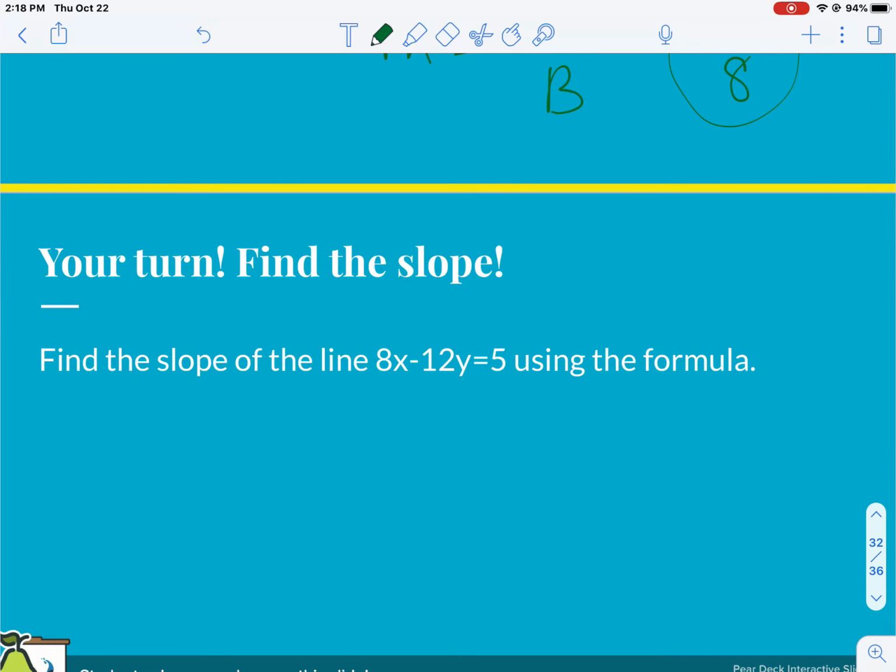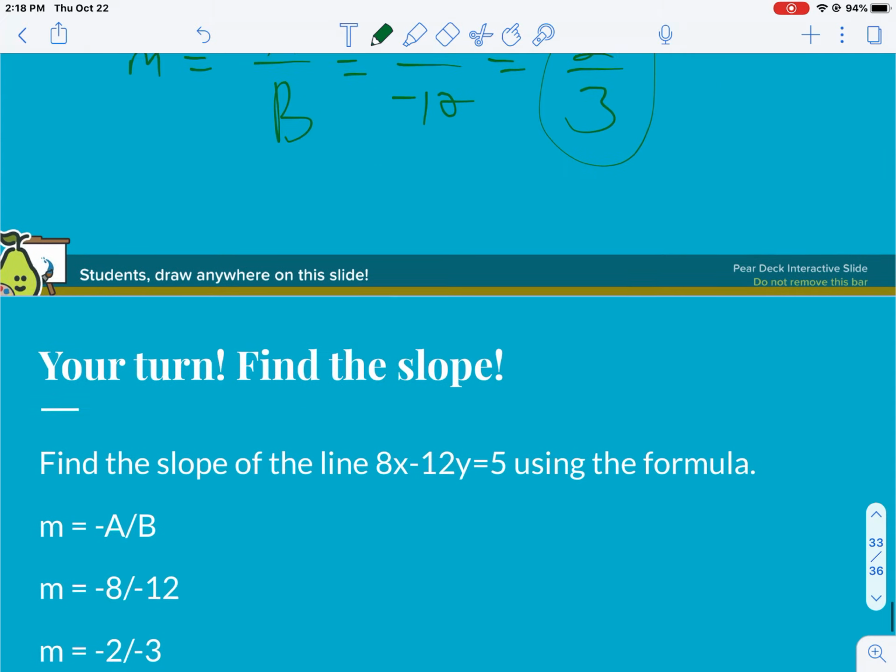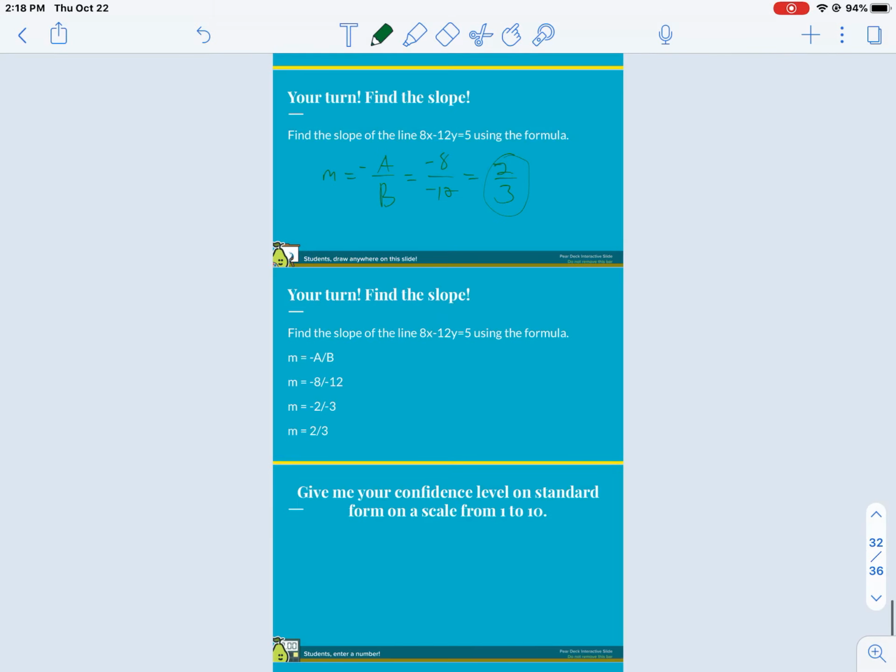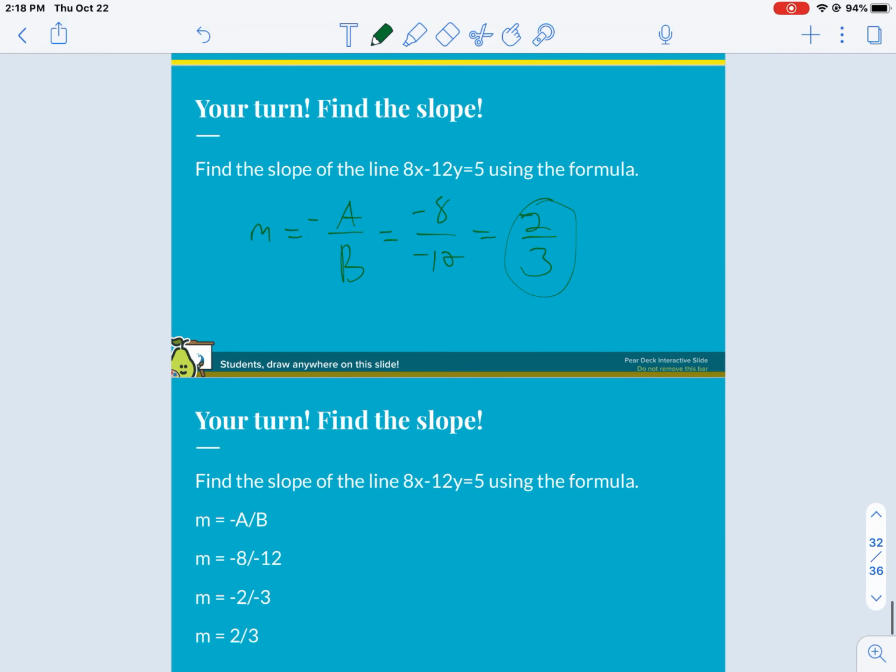Again, here I can find the slope of this line. Since it's in standard form, I get negative 8 over negative 12. I simplify and I get 2 over 3, 2/3. Boom, done. It's a faster way to do that.